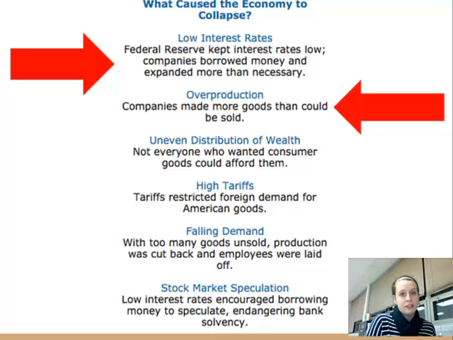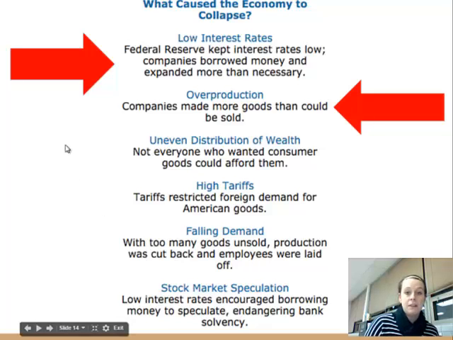So some other causes of the Great Depression. The Federal Reserve was a brand new institution. I mean, if you think about it, only in its teenage years. So teenagers often don't have very much experience in life. So the Federal Reserve didn't really know exactly what was going on. So during this time period, the Federal Reserve kept the interest rates very, very low.